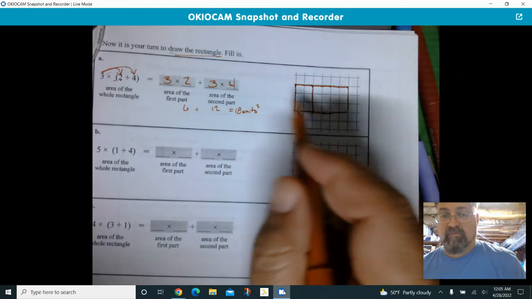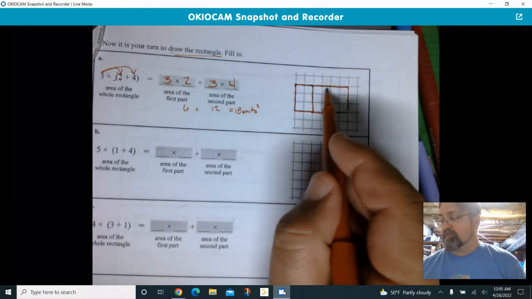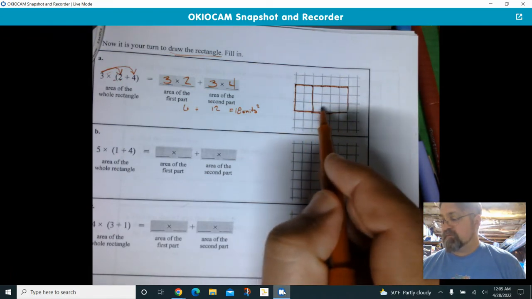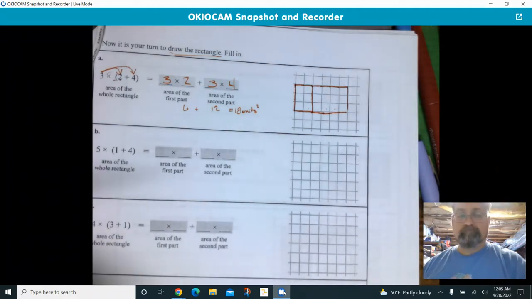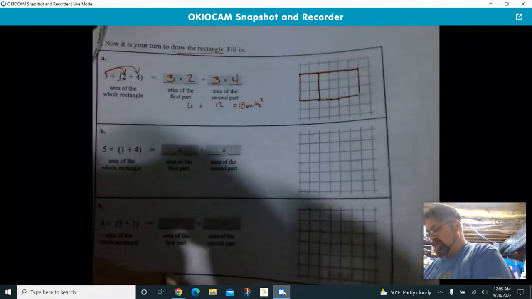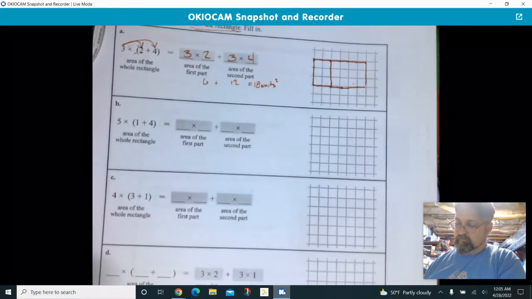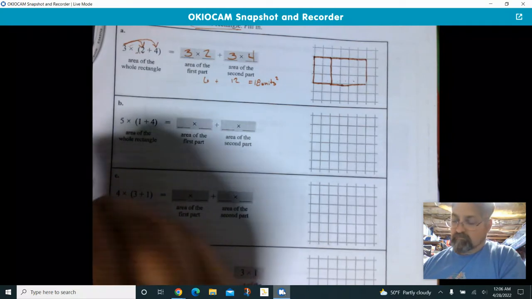3 times 4 plus 2, 3 times 6, 18. 1, 2, 3, 4, 5, 6, 7, 8, 9, 10, 11, 12, 13, 14, 15, 16, 17, 18. There we go, just like we said. I'm going to do one more of these with you. I'll start on that back page. 5 times 1 times 4.